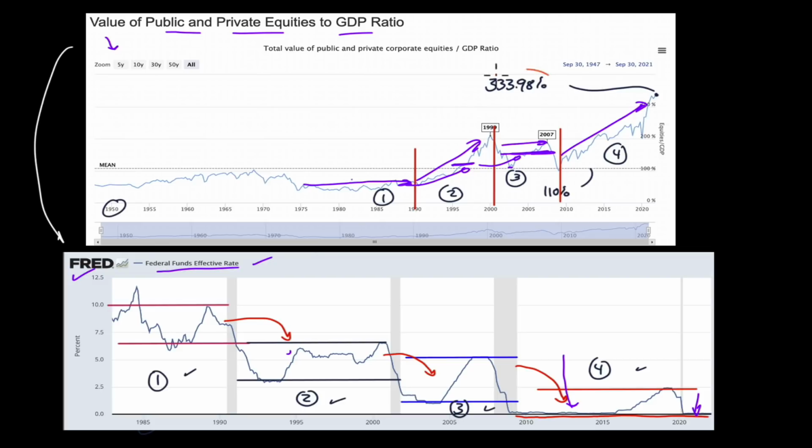Look at this ratio, 334%. 334% on the previous screen. We saw 185% just for public equities, and when you get into private corporate equities, it's even higher. Valuations there went even higher. And I think it's the same with housing.